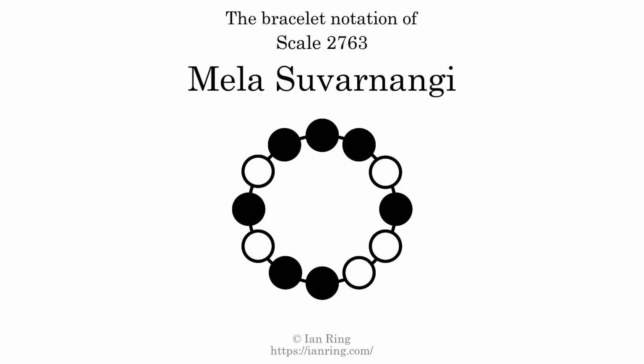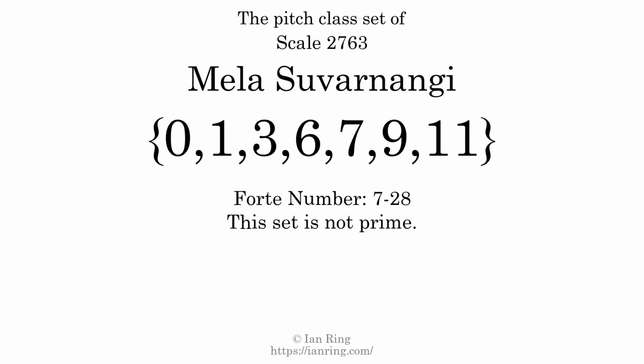This is a bracelet notation diagram of scale 2763. The shaded circles represent tones that appear in the scale, and they are read clockwise, starting at the top. The pitch class set for this scale is 0, 1, 3, 6, 7, 9, 11. The fault class is 728.